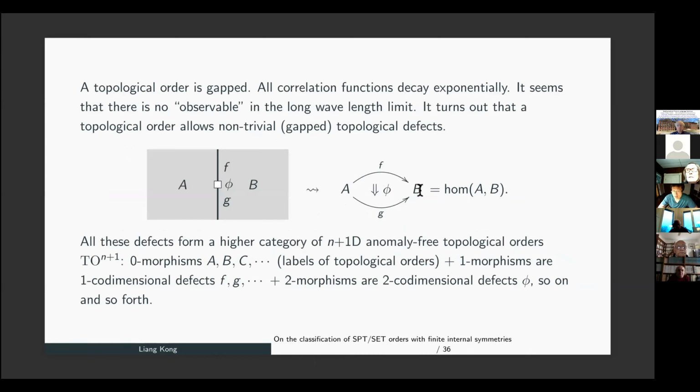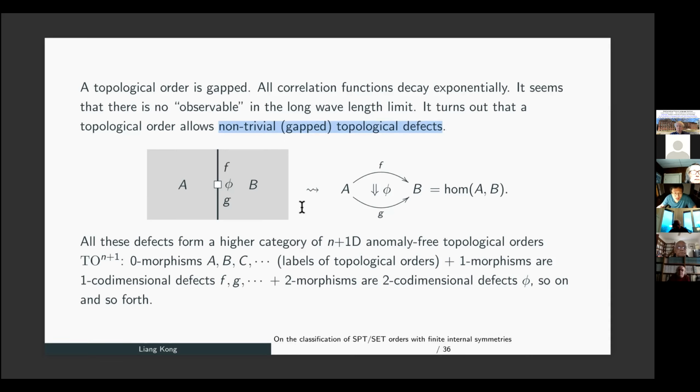Since the topological order is gapped, as a quantum field theory, all correlation functions decay exponentially. Before the discovery of topological order, people had the wrong impression that this kind of system might be trivial or boring, because all the correlation functions decay exponentially, and in the long wavelength limit, it seems that there are no observables. Okay, but it turned out that a topological order allows non-trivial gapped topological defects. I put "gapped" here. Actually, there are also gapless ones, so it's very, very rich. But today we focus on gapped ones.